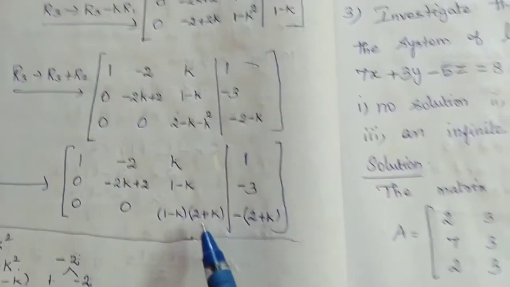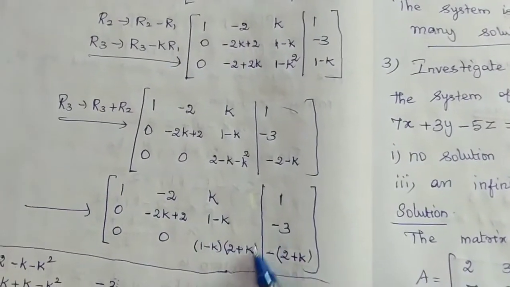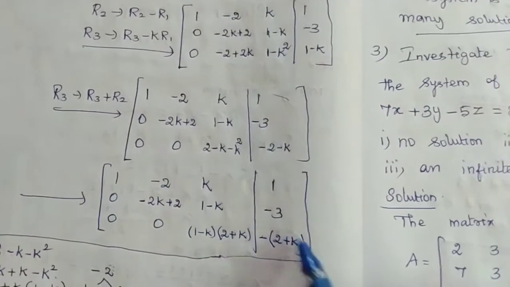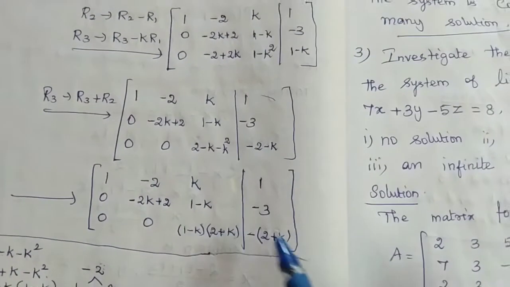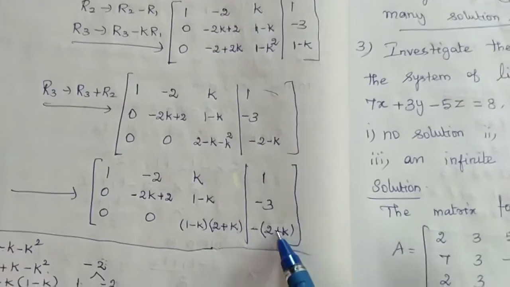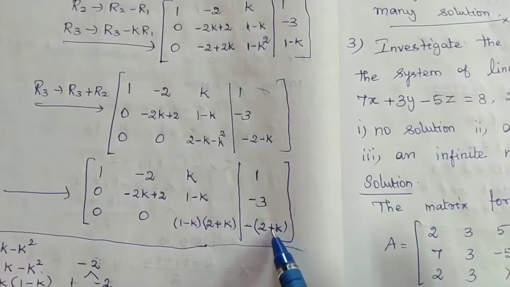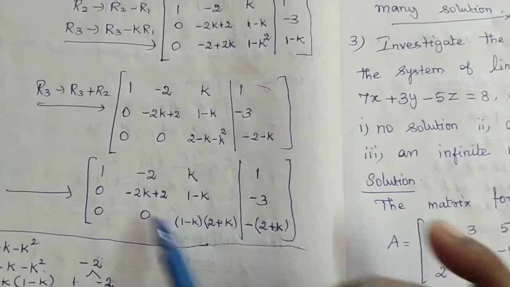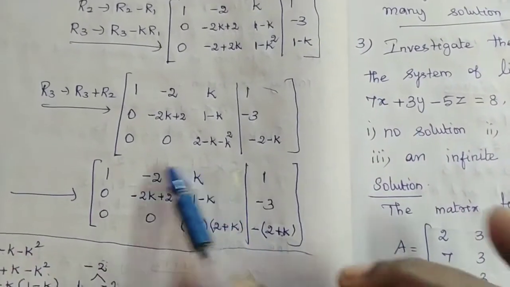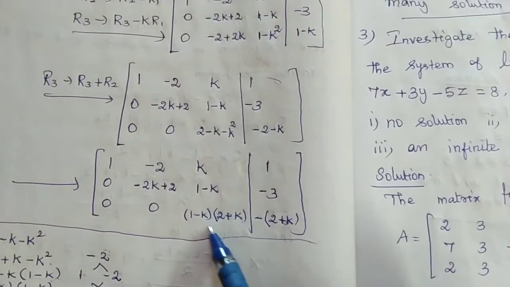Now the first condition is no solution. What is the meaning? Rank of A equals 2 and rank of [A|B] equals 3. Here we want 0 in the last row of A, and a number not equal to 0 in the augmented column. Zero here means rank of A equals 2, and nonzero here means rank of [A|B] equals 3. Now I will take 1 minus k equal to 0.